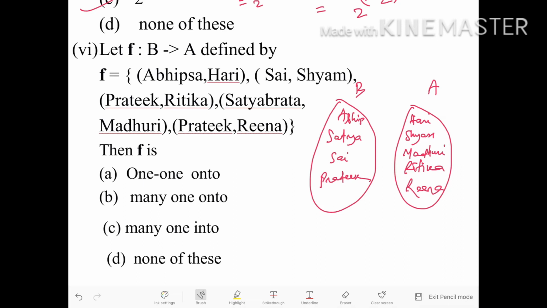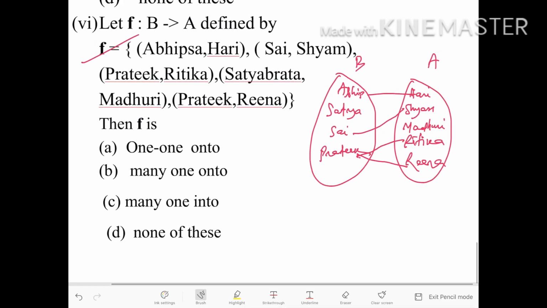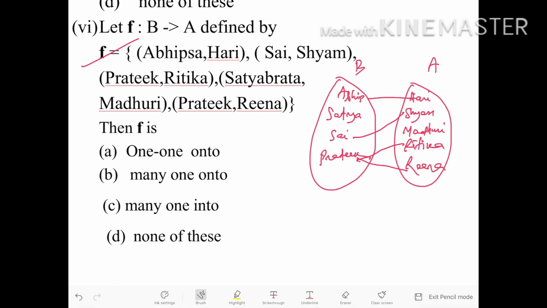Okay. So as per our function, F contains the elements: Abhipsa with Hari, means Abhipsa is related with Hari, Sai with Syama, Pratik with Ritika, Pratik with Reena. Now we have to check whether the function is one-one onto, or many-one onto, or many-one into, or none of these.